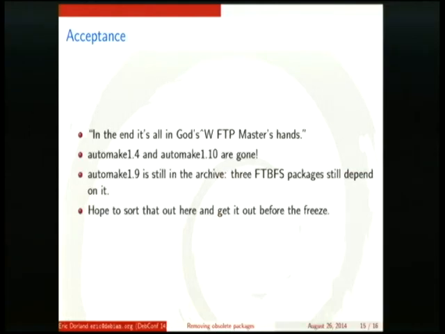So eventually, automake 1.4 and 1.10 are gone. Automake 1.9 is still in the archive. There's only 3 packages that, I think there's one package that still does build depend on automake 1.4, but it does not build from source either. But there are 3 that depend on 1.9 that fail to build from source, so I can't really fix them.